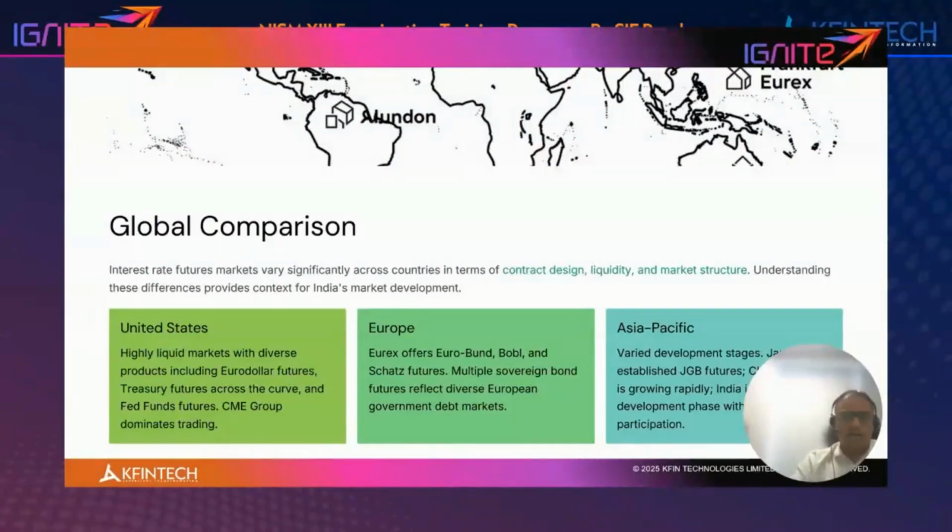And this is what this slide is saying. Interest rate futures markets vary significantly across countries. In the United States, it's a highly liquid market. We all know because all these things have originated over there. And US Treasury is one of the most traded instruments in the world. So the United States is a highly liquid market. Europe is also a highly liquid market. Euro offers Euro-Bund, BOBL, and futures. Sovereign bond futures also are issued in the European market. In Asia Pacific, Japan is the largest player. India is a developing market.